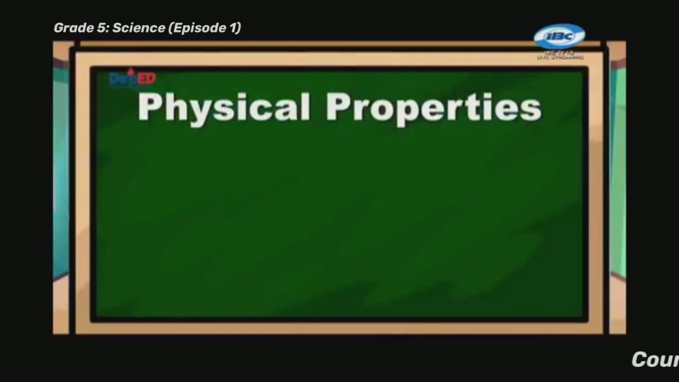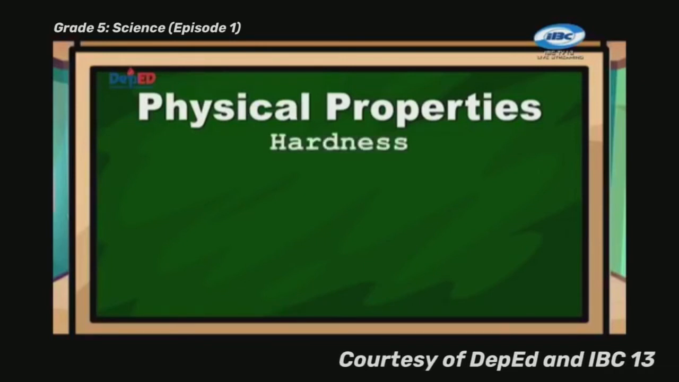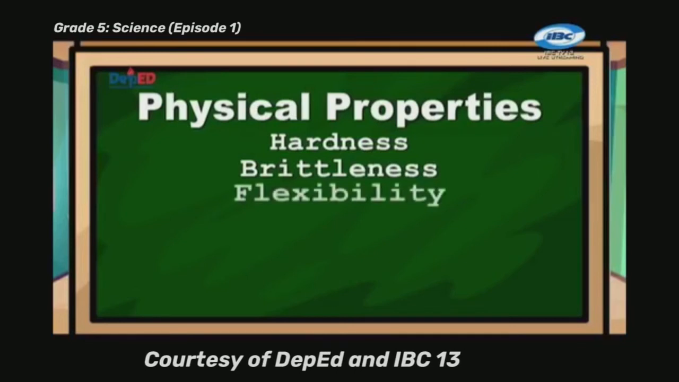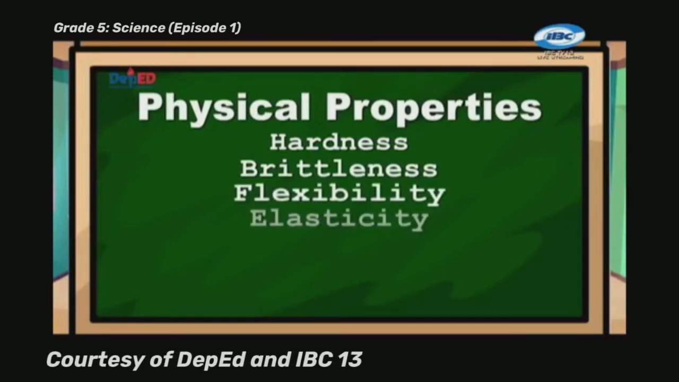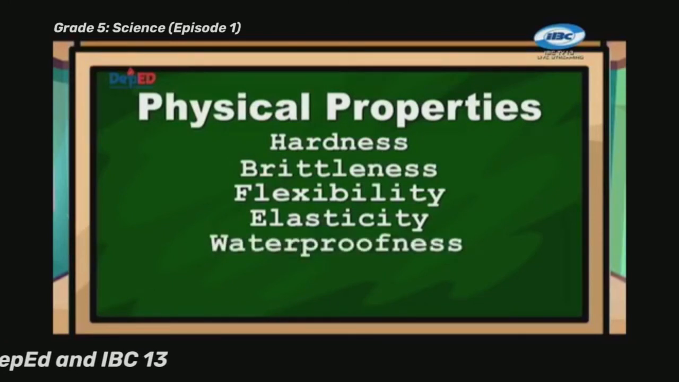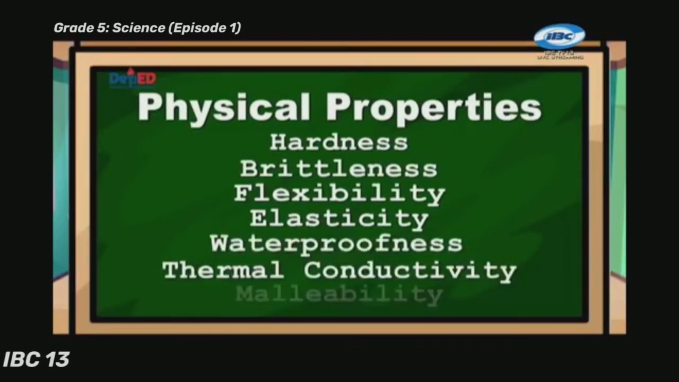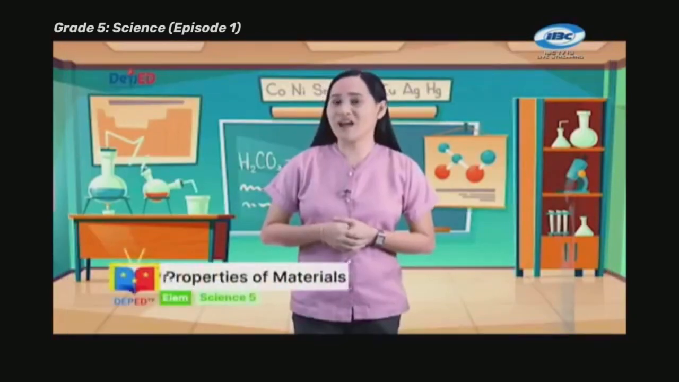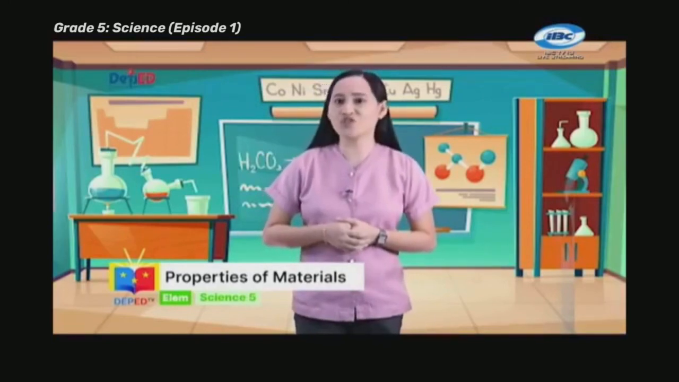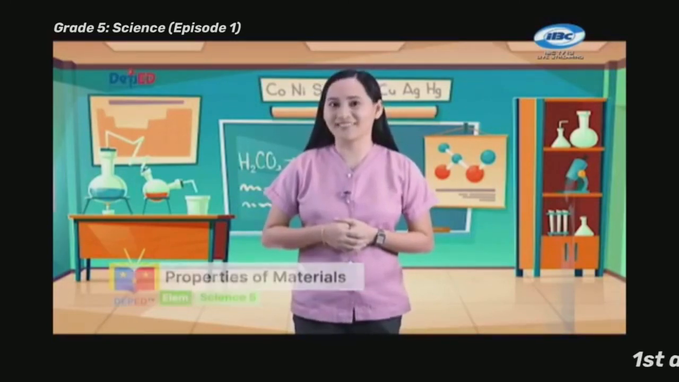The following are the common physical properties of materials. We have hardness, brittleness, flexibility, elasticity, waterproofness, thermal conductivity, and malleability. They show characteristics of matter that can be observed or measured without changing its composition.